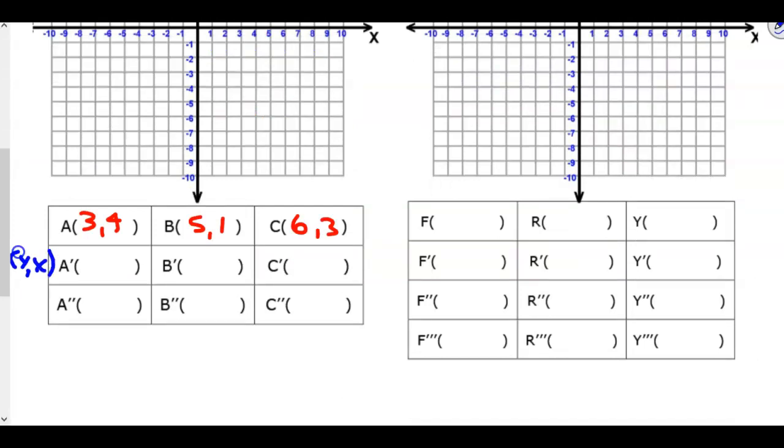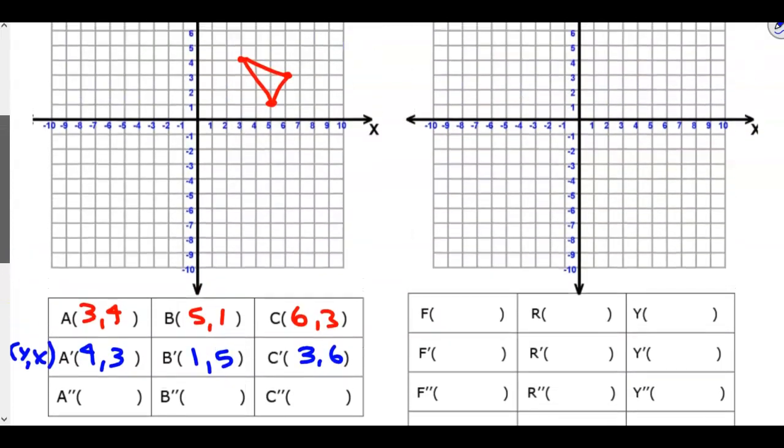Like we just said, we're switching the order. So for my A prime, take (3, 4), switch the order, what's going to be? (4, 3). Okay. Same thing here. (5, 1) is going to become (1, 5). And then (6, 3) is going to become what? (3, 6). So that's first step, reflecting over y equals x.